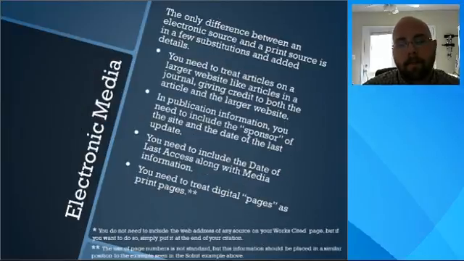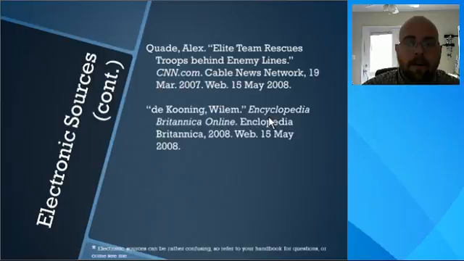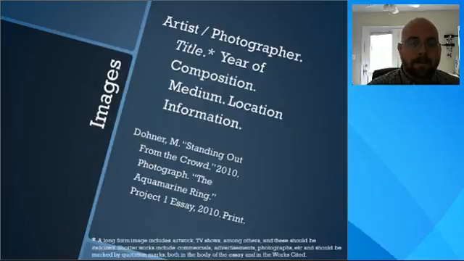Okay. So you can see here are some electronic sources. Elite team rescues troops behind enemy lines. Okay, that's this article. Where's the larger website? CNN.com. Okay. And then who published it? Cable News Network on this date. What's the medium? That's web. Okay, it's a web medium. Okay, and then this would be the date of last access, but you don't have to worry about that. All right. Again, if you have any questions, please let me know.